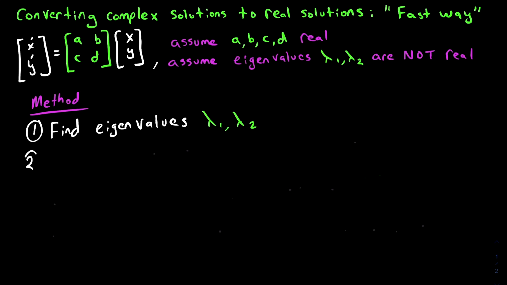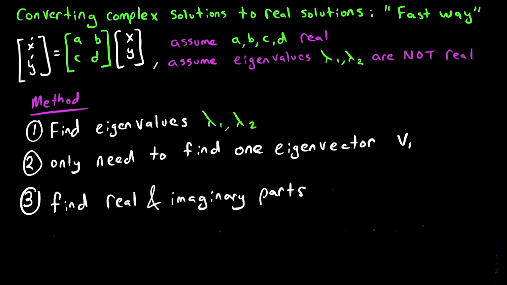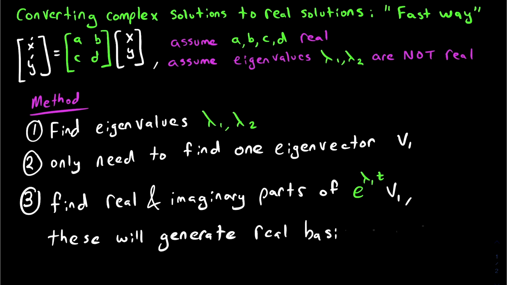So now you really only need to find one eigenvector. It doesn't matter which one, just choose one of the eigenvalues and find one eigenvector. You aren't going to need the other eigenvector anyway. Once you have found the eigenvector, for example, the eigenvector v1 corresponding to lambda 1, if you find the real and imaginary parts of e to the lambda 1 t times v1, this generates the real basis of solutions to your differential equations, and then you're done.